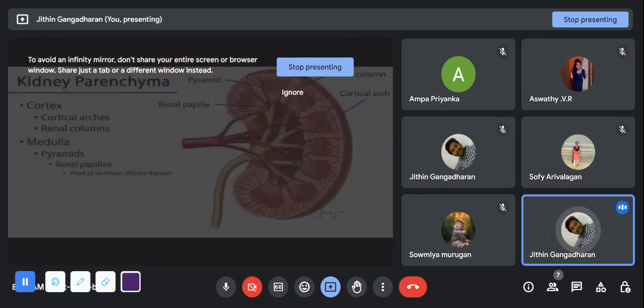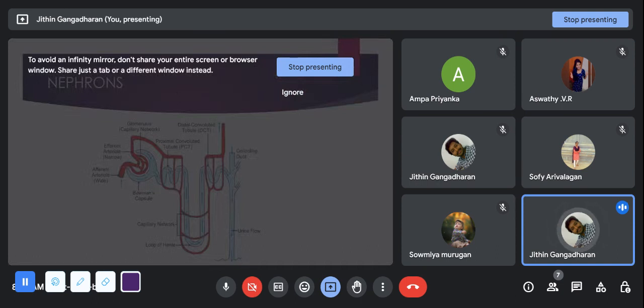And what is renal parenchyma? In the renal parenchyma, we have the cortex and the medulla. The medulla is clearly known for the renal pyramids, and there are renal papillae here. Okay. And in the cortex, we have the cortical arches and the renal columns. Just understand that this is the cortex and this is the medulla. In the medulla, we have the renal pyramids.